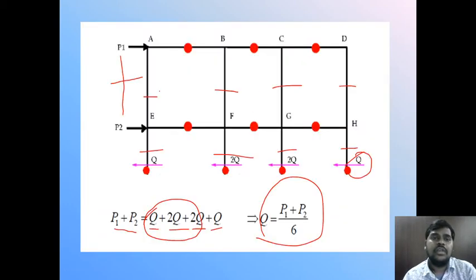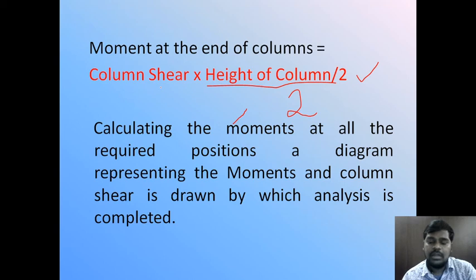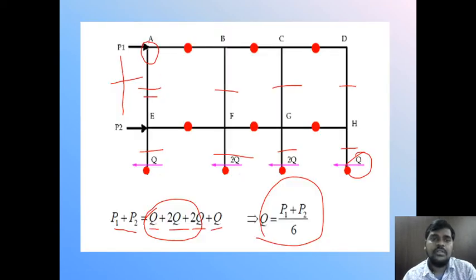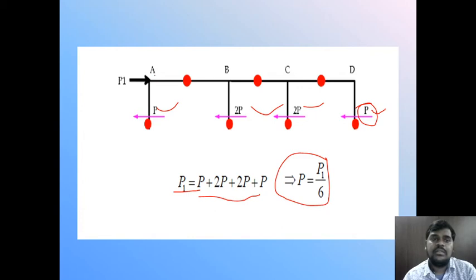So moment at the end of the column: if you want to find the moment at the end of the column, that means at A or B or C or D, the column shear into half of the height of the column. So this is half of the height of the column. This is applied only if we are considering this. That means if we want to find here this column shear P into, suppose the height of the column is L here, P into L divided by 2.